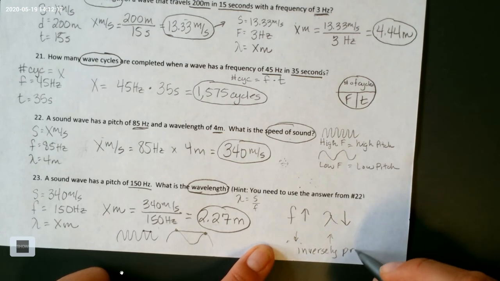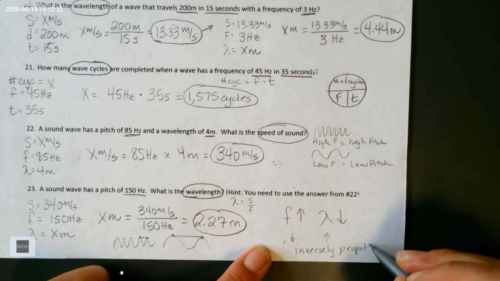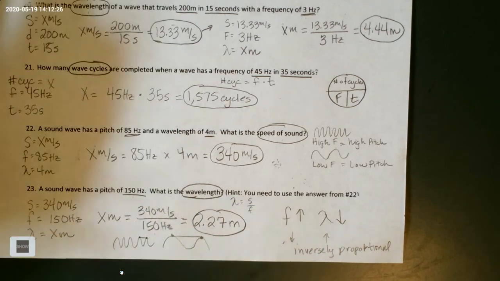So inversely proportional was a question on that lab, the sound lab. Proportional, I probably should spell it correctly. That's an R. There we go.